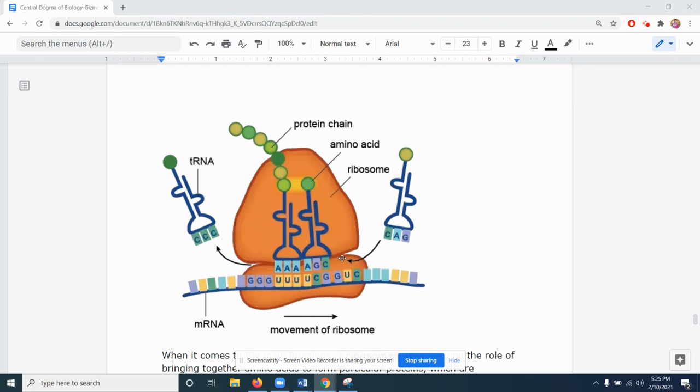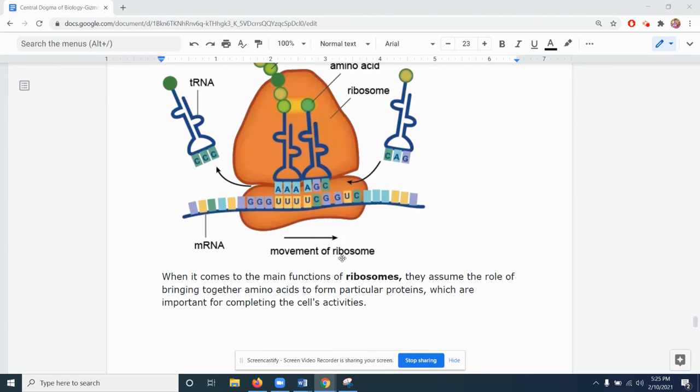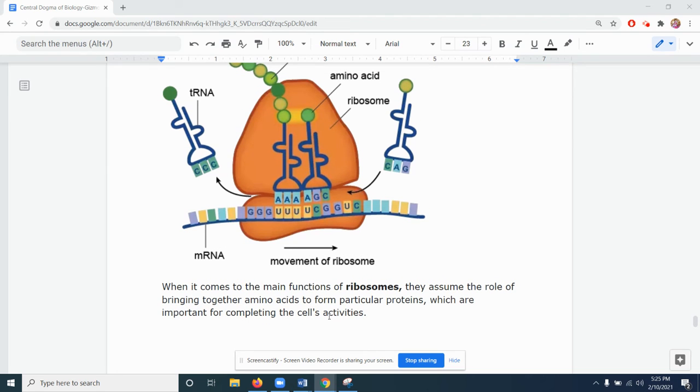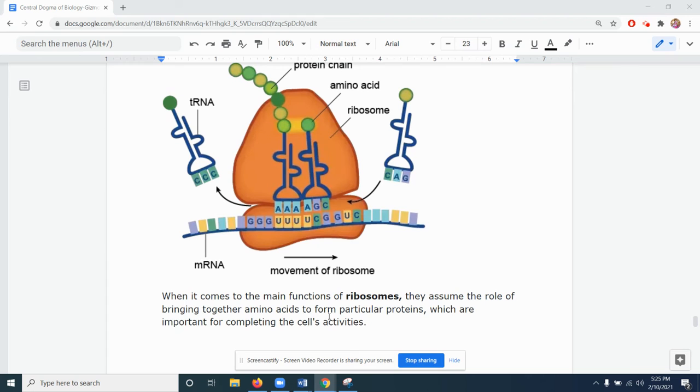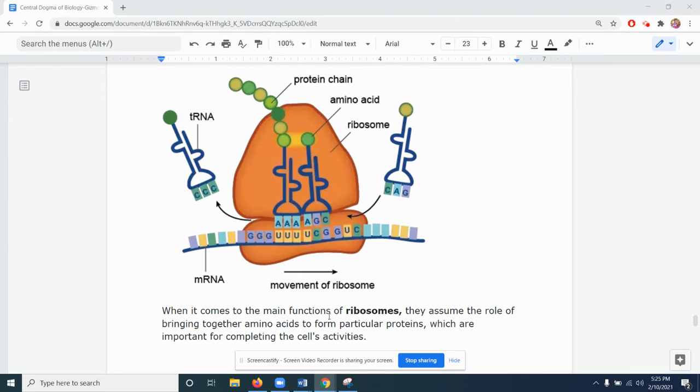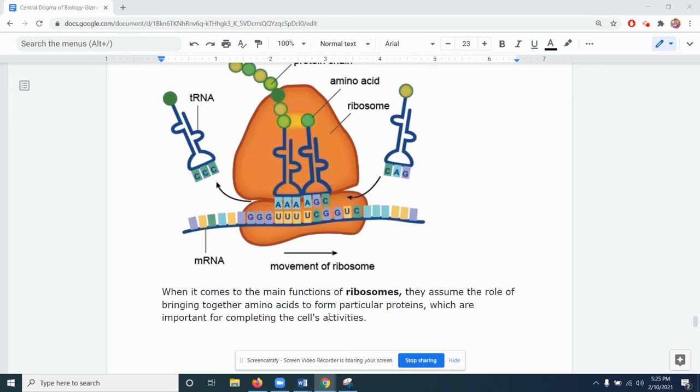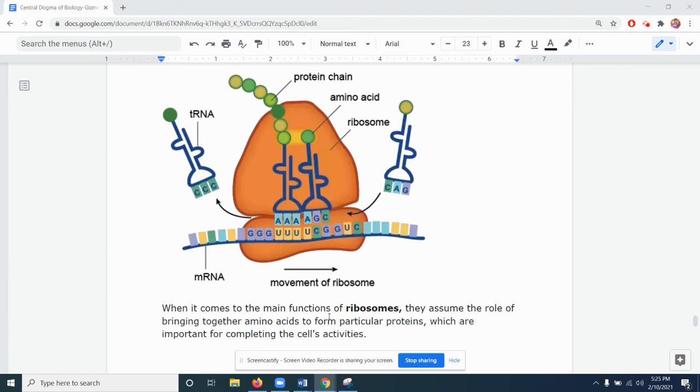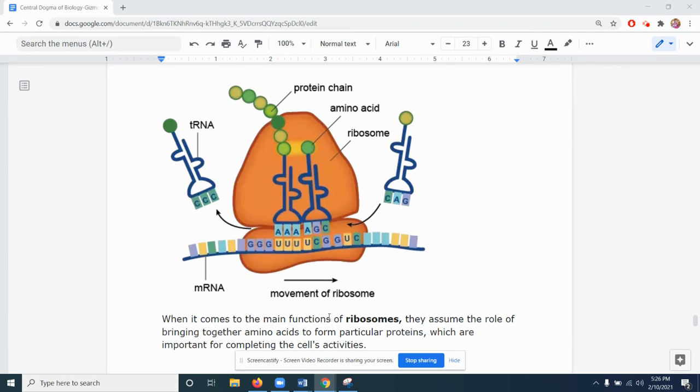So it's kind of like a little machine, and I'm going to show you a video during class so you can visualize what's happening. When it comes to the main functions of ribosomes, they assume the role of bringing together amino acids to form particular proteins, which are important for completing the cell's activities. Obviously, I didn't write that, hint to what I talked about in class, but that's the textbook definition. Basically, what it means is these ribosomes are what build the protein.